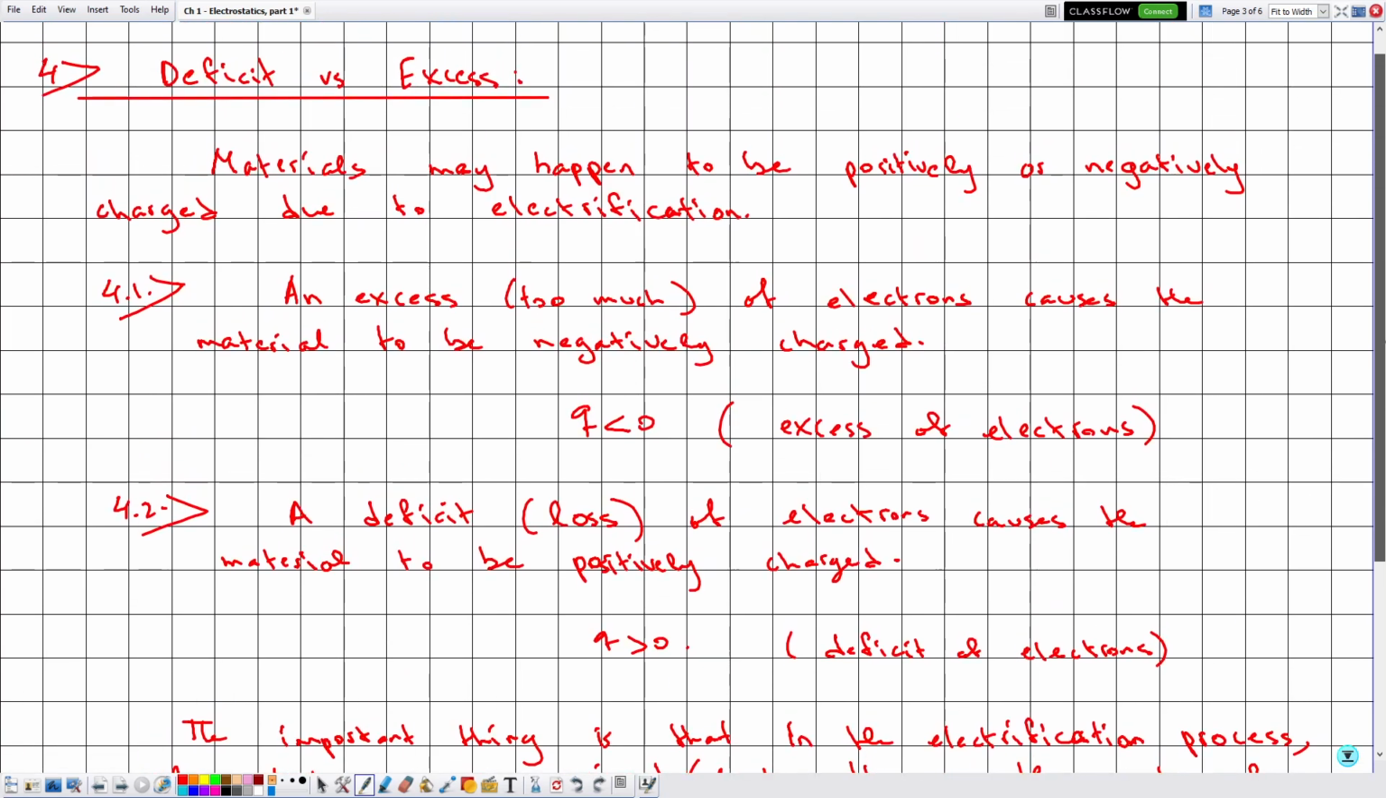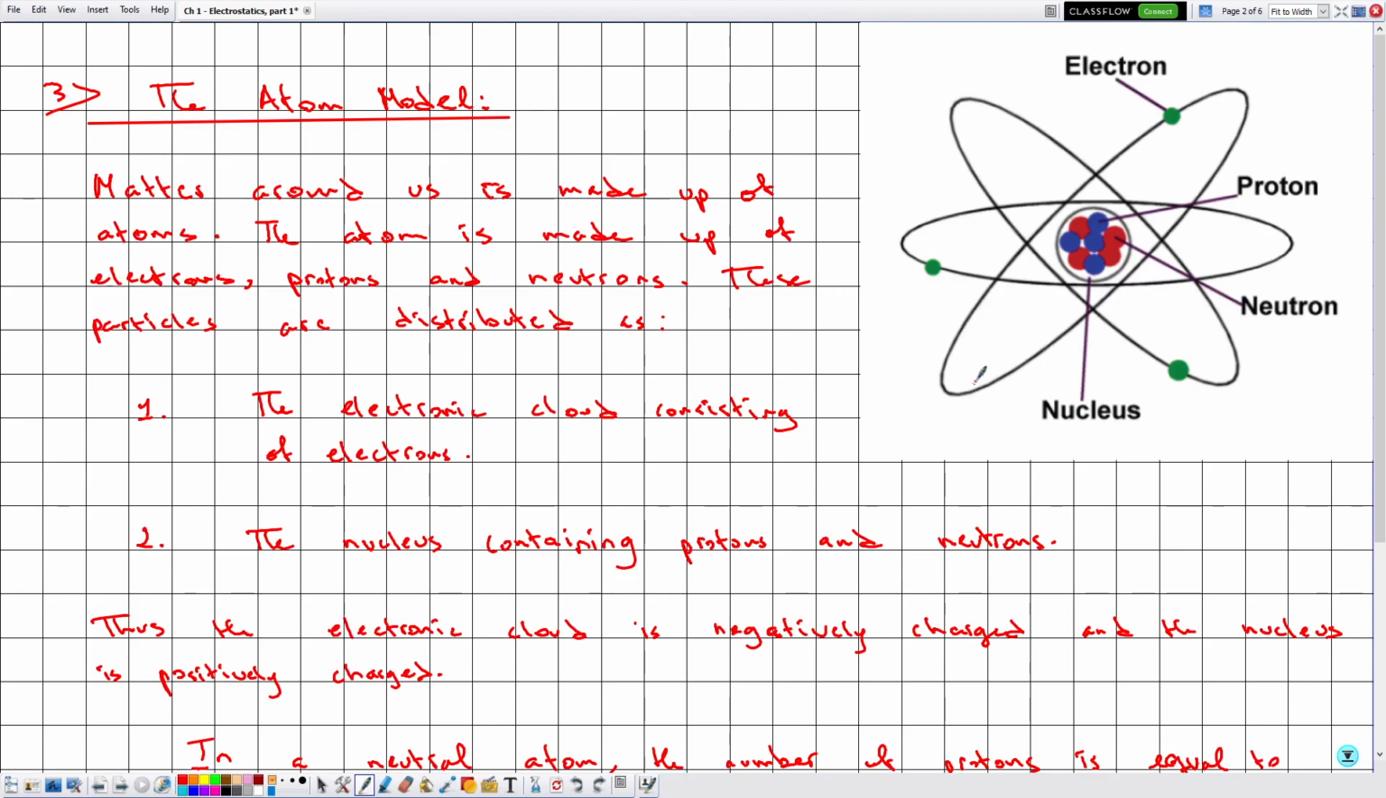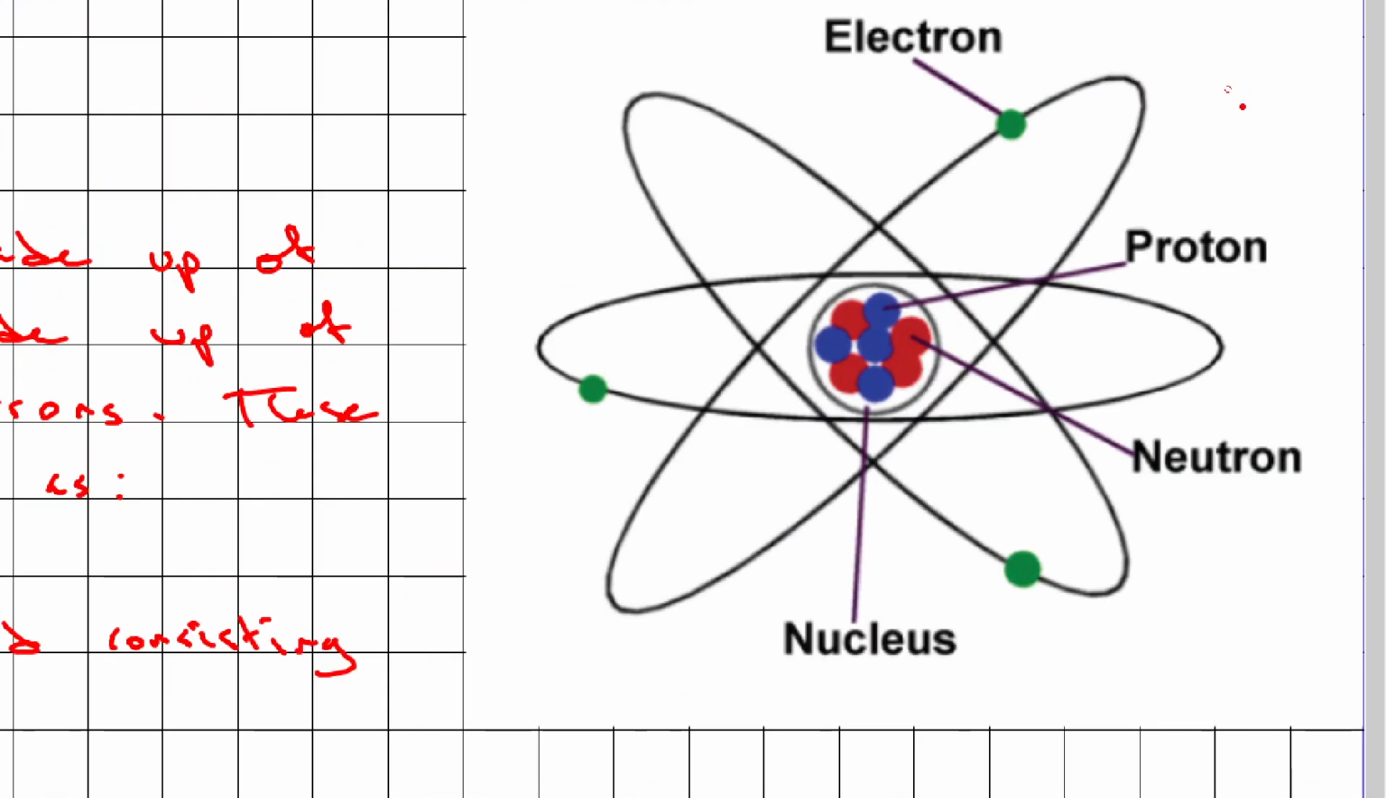So electrons, let me refer to the atomic model. Here electrons are only gained and lost in the atom, while protons cannot be gained nor lost, they stay the same, the number stays the same. Although protons are positively charged, one can ask how come they are joined together inside the nucleus, and this is due to the strong force. So there is a strong force joining protons together.